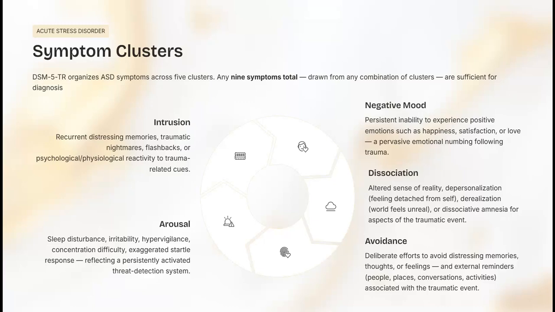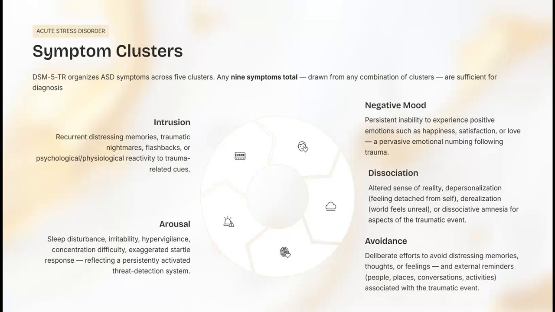Dissociation: they feel detached from reality or from themselves. The world seems dreamlike to them, or just unreal. And they may have some gaps in memory about the actual trauma. There's avoidance, active efforts to dodge anything connected to the trauma: thoughts, feelings, people, places, conversations, activities. They avoid anything that's associated with that trauma.